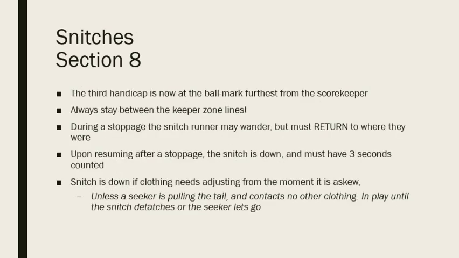Okay, snitches. So, like I mentioned right at the start, the third handicap point is now the ball mark furthest from the scorekeeper. Not a big deal. It's basically the same place anyway. Just stay on that side of the field. I'll just reiterate, always stay between the keeper's own lines. This is important, more important now because the field has been condensed a little bit. So you need to not be behind the keeper's own lines just because that's unfair to your other team seekers.